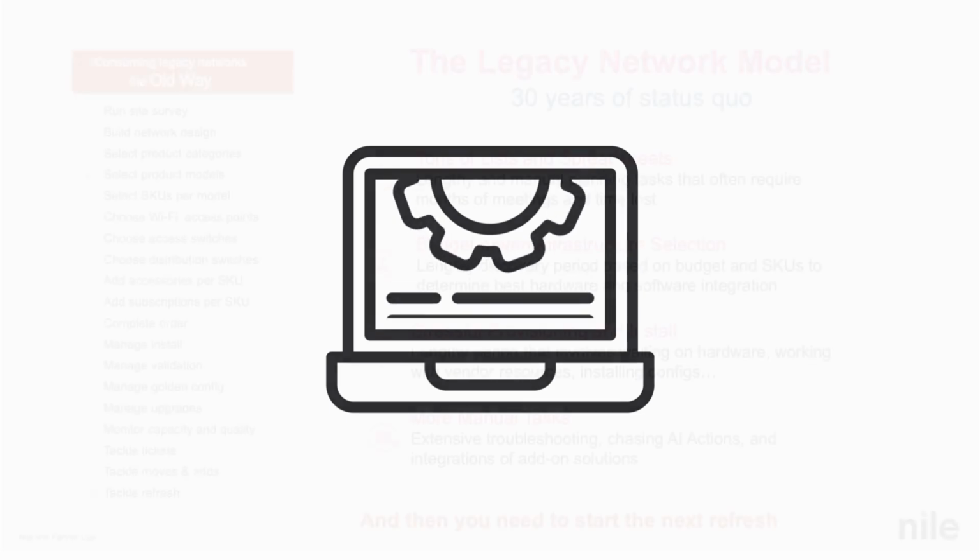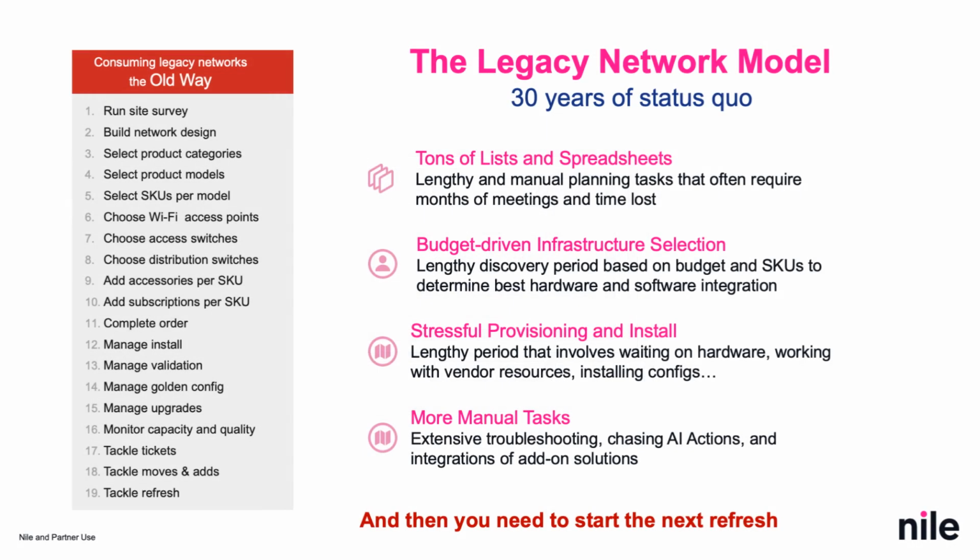Manual configuration. Once hardware is procured, manual device-level configurations take over. VLANs, IP addresses, routing, and port-level settings must all be configured by hand. This introduces human error risks, leading to misconfigurations, outages, and increased operational overhead. Ongoing tasks like validation, upgrades, monitoring, and troubleshooting only add to the workload. Now let's see how Nile eliminates this complexity.